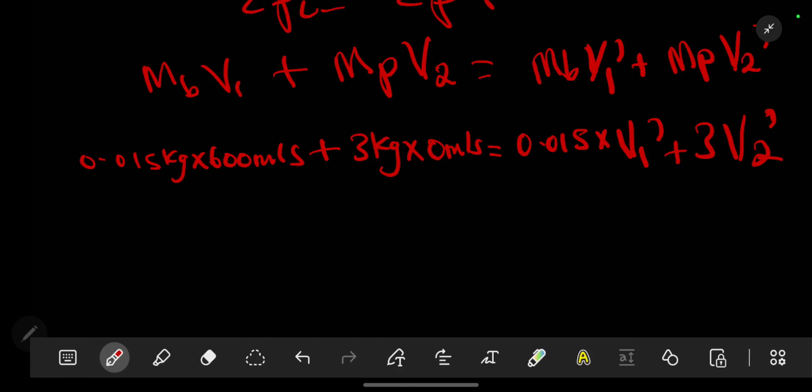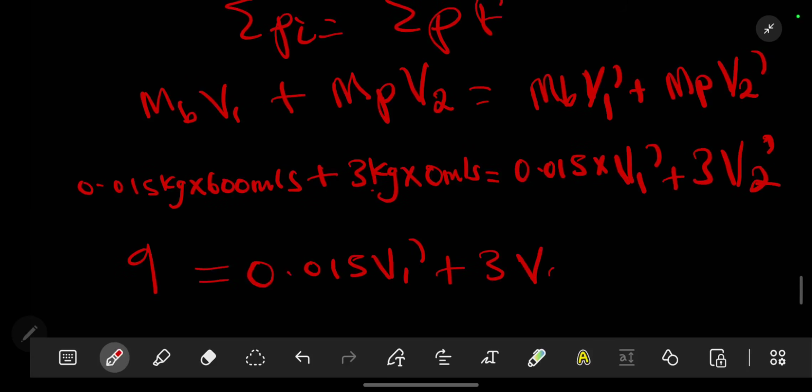0.015 times 600. This gives us 9. So we are going to say 9 plus our 3 times 0, which is just 0. So we have 9 should be equal to 0.015 v1 prime plus our 3 v2 prime, like that.